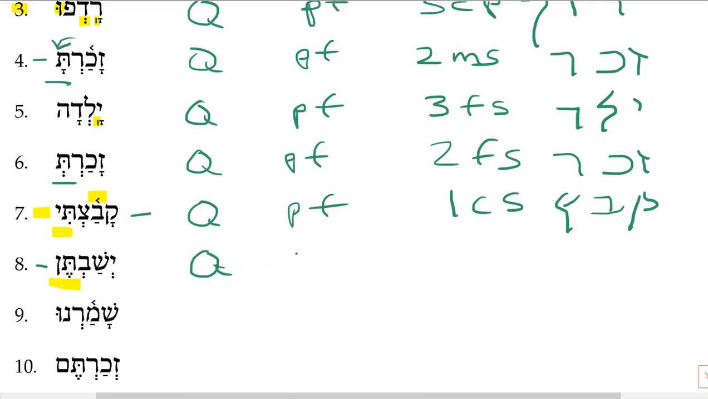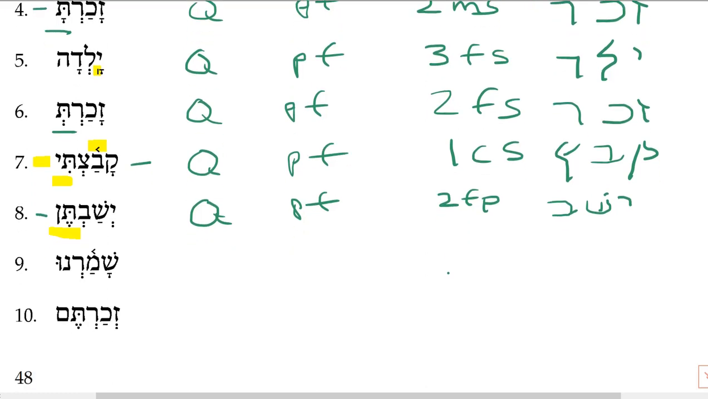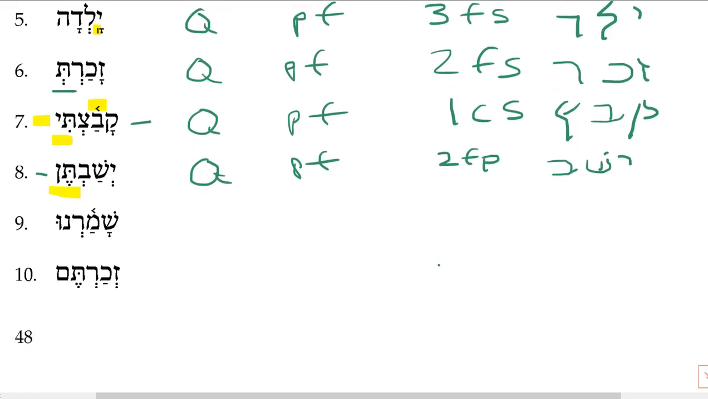So this is going to be a Qal perfect, and that will be a second feminine plural, and the root is yashav, so that yod is part of the root, yashav, to dwell or to sit. And so this is going to be 'you all, feminine, dwelt or sat.' Okay, let's look at number 9. We'll do 2 more here.